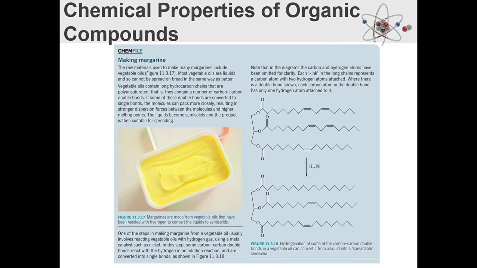Have a look at margarine. So the raw materials used to make margarines include vegetable oils, but they're liquids, so they can't be spread the same way as butter. They contain long hydrocarbon chains that are polyunsaturated. So it's got multiple double bonds between carbons. So if you look over here, this is a double bond, this is a double bond, this is a double bond, this is a double bond, this is a double bond.